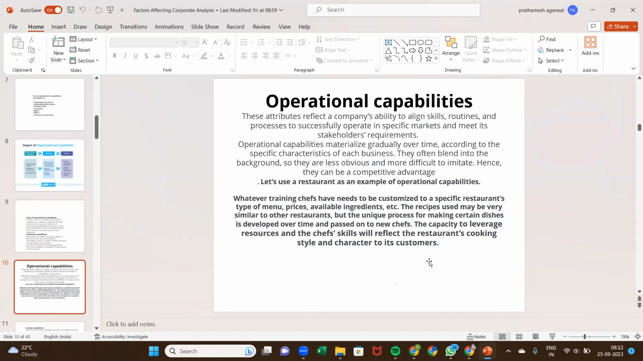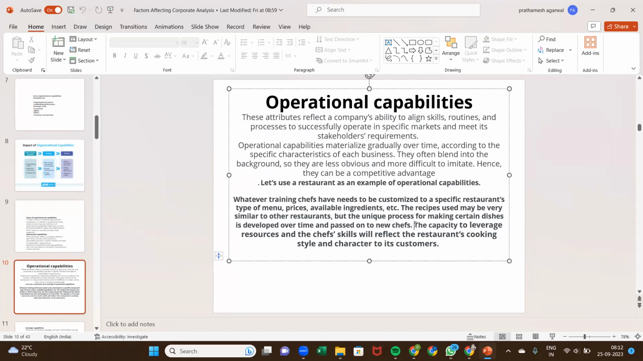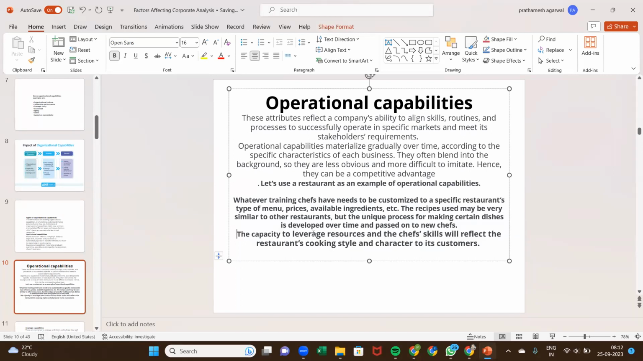Now, for example, every one of us says our mother is the best cook, right? You always say that wherever you eat food, but when you eat maa ke haath ka khana, that is something unique, right? She does it in a unique way. The capacity to leverage resources and the chef's skills will reflect the restaurant's cooking style and character to its customers.